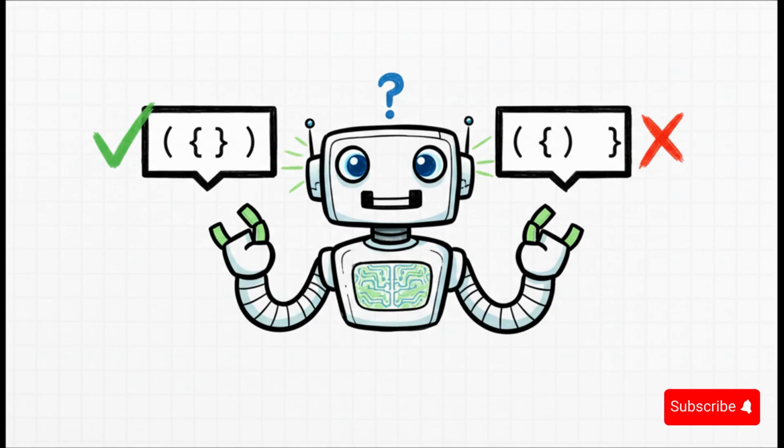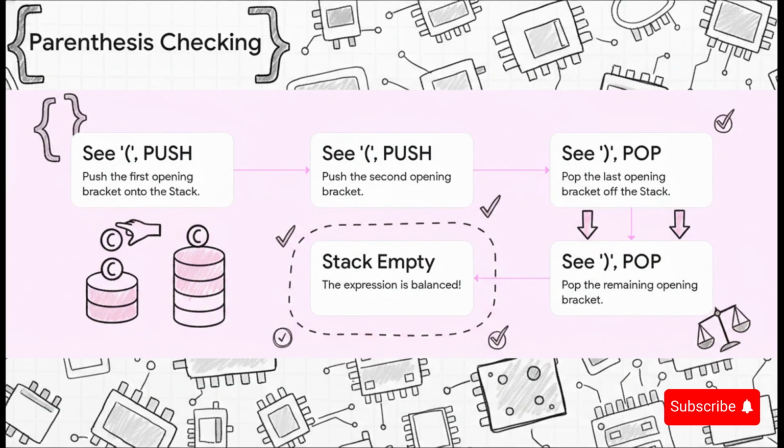And compilers use stacks all the time. One of their most important jobs is just checking for balanced parentheses. As you can see on the slide, every single opening bracket has to have a matching closing bracket in exactly the right order, otherwise the whole program can just fail. So let's just walk through this process.